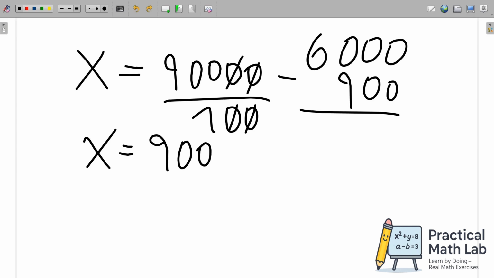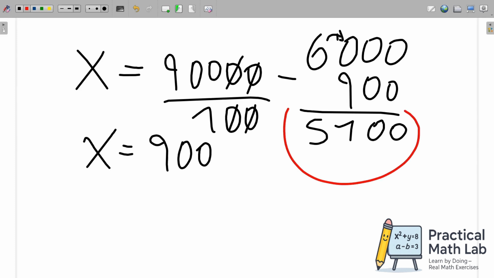0 minus 0, 0. 0 minus 0, 0. Here, 0 cannot be reduced by 9. It borrows 1 from 6, becoming 10. 10 minus 9, 1, and the 6, as he lent 1 here, became 5. So she still has 5,100 left to pay. That's the answer.